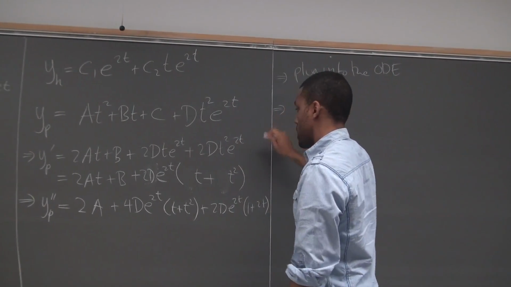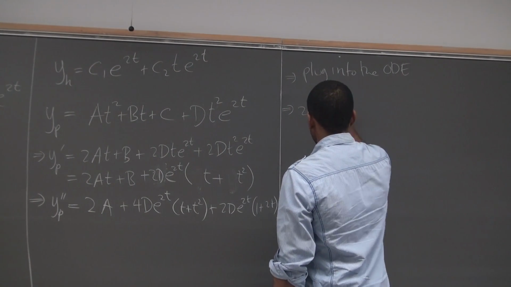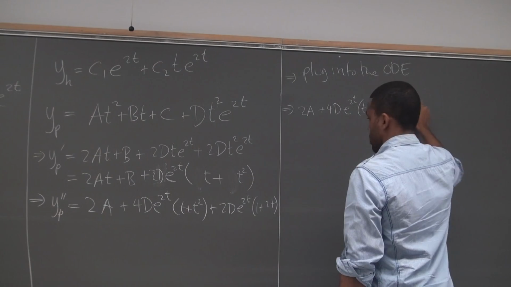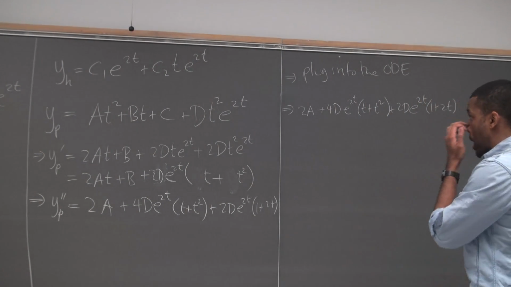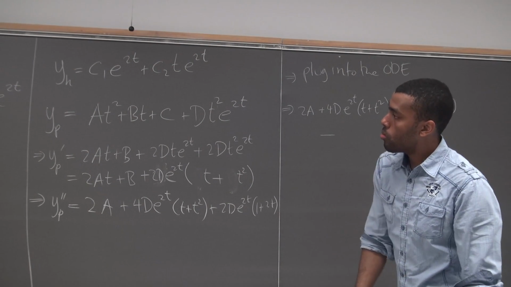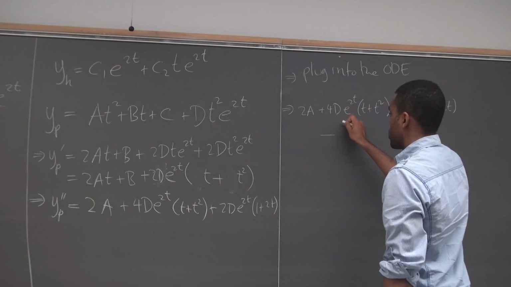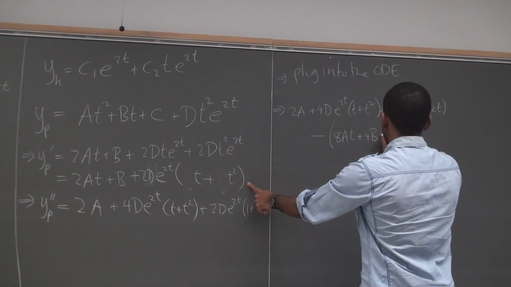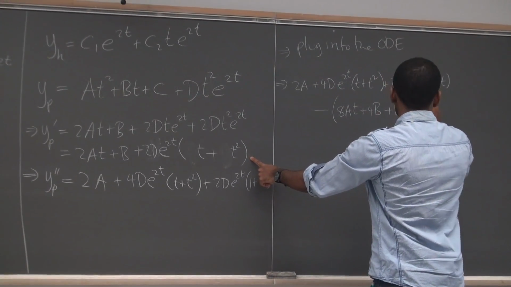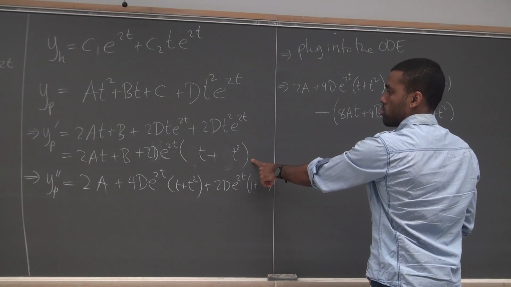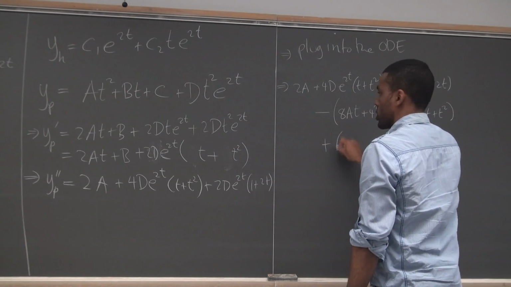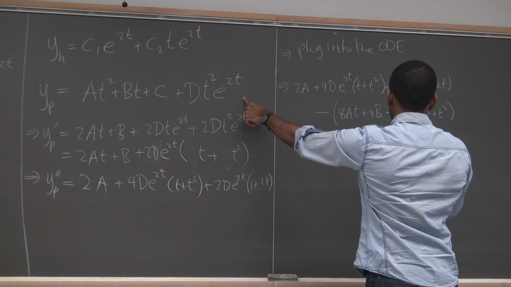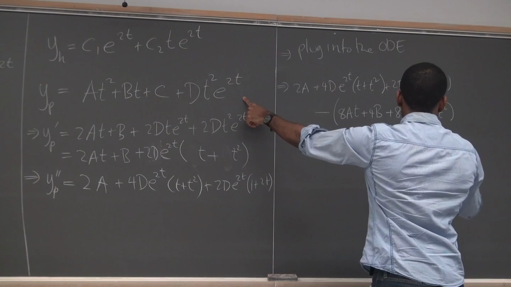So we're going to plug this in. So what are we going to have? We're going to have 2a plus 4d e to the 2t, minus 4 times this, so we're going to have 8at plus 4b plus 8d e to the 2t times t plus t squared, plus 4 times our original y, 4at squared plus 4bt plus 4c plus 4dt squared dt.